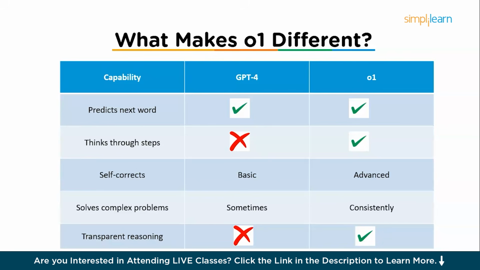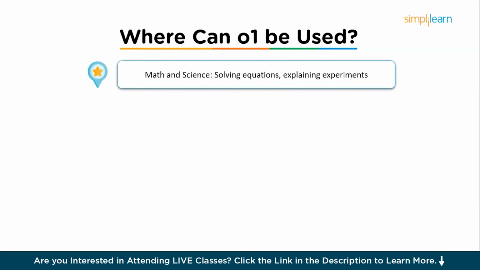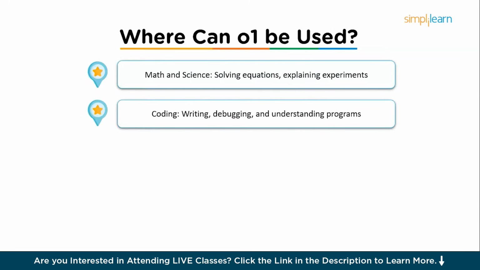So let's move on to where O1 can be used. Because of its structured reasoning, O1 is useful in multiple domains. The first one is maths and science, solving equations, explaining experiments, and so on. And then we have coding, so writing, debugging, and understanding programs.